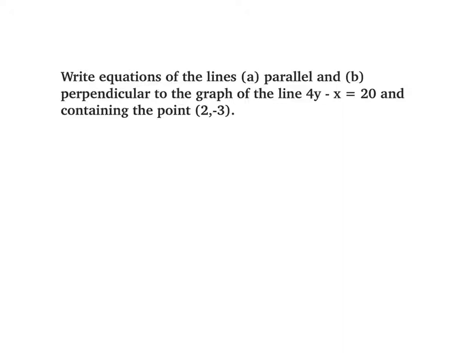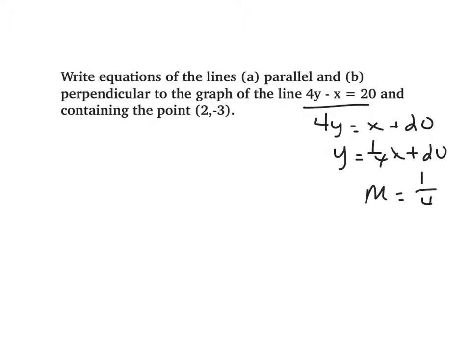All right. Write equations of the lines parallel and perpendicular to the graph of 4y minus x equals 20 and containing that point. So we've got to do two things here. What I need from this line is the slope. So I'm going to rearrange it. I'm going to slide the x to the other side and divide by 4, which would give me 1/4 x, which is what I need. So my slope there is 1/4.